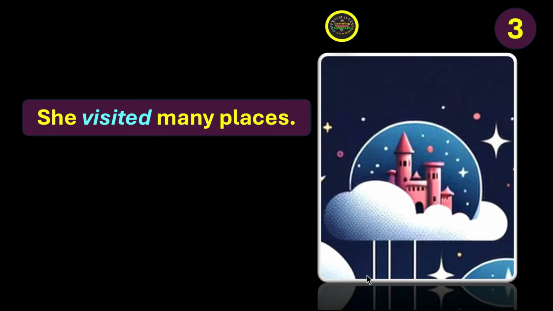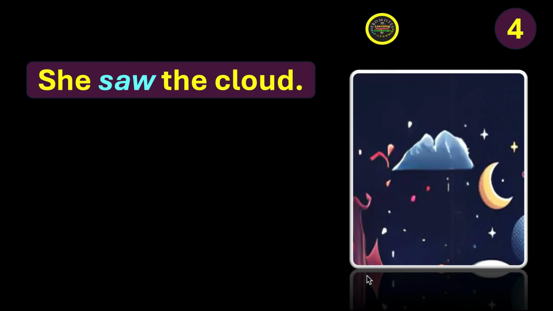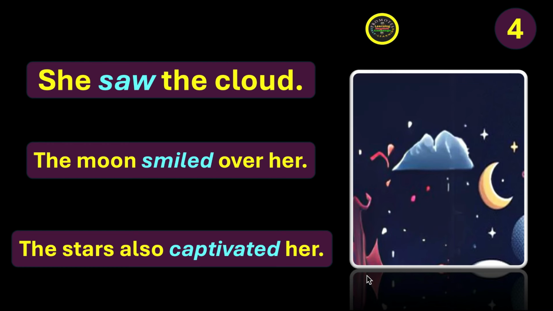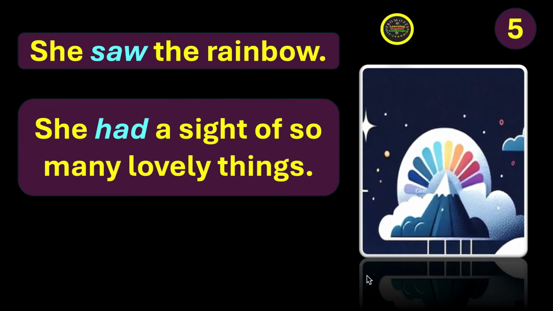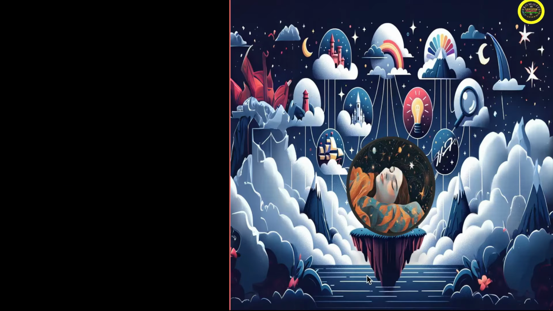Image 3. She visited many places. She saw a beautiful castle. Image 4. She saw the cloud. The moon smiled over her. The stars also captivated her. Image 5. She saw the rainbow. She had a sight of so many lovely things. Thus, she ever wanted to live in dream. Now, let's put all the images together and create a beautiful story like this.